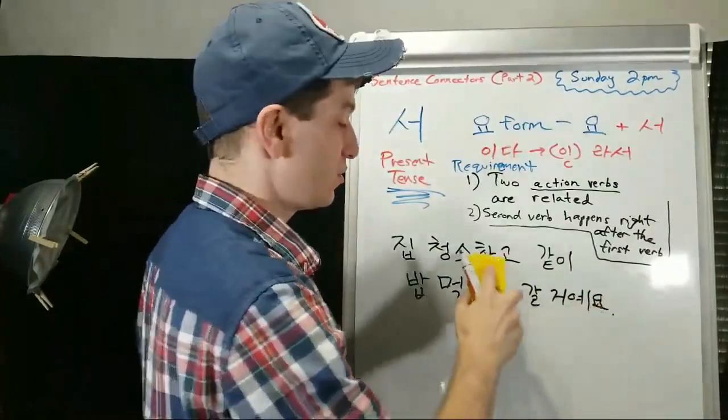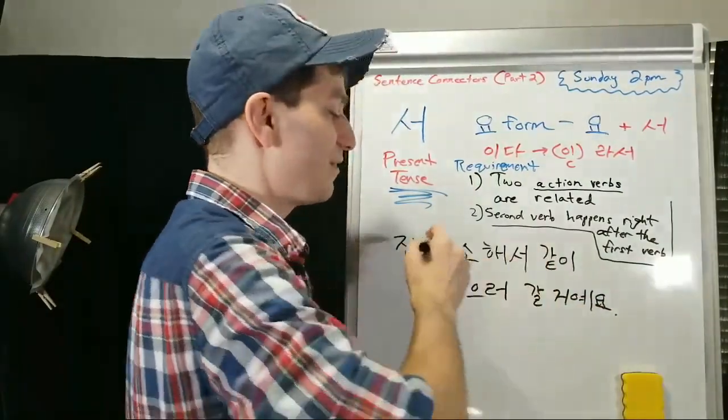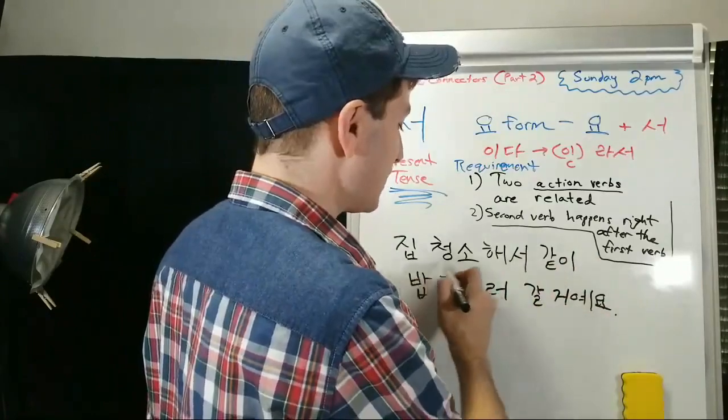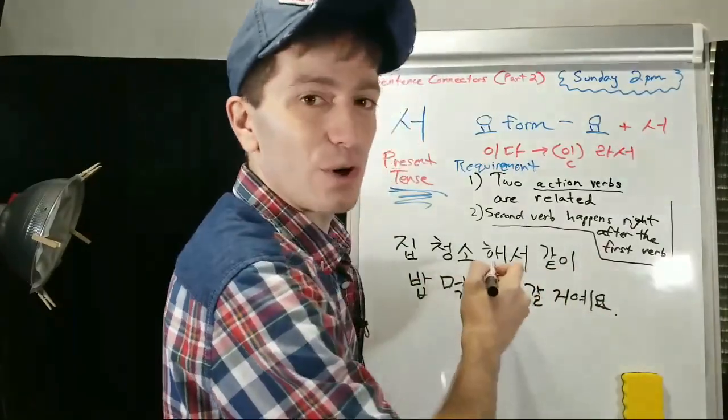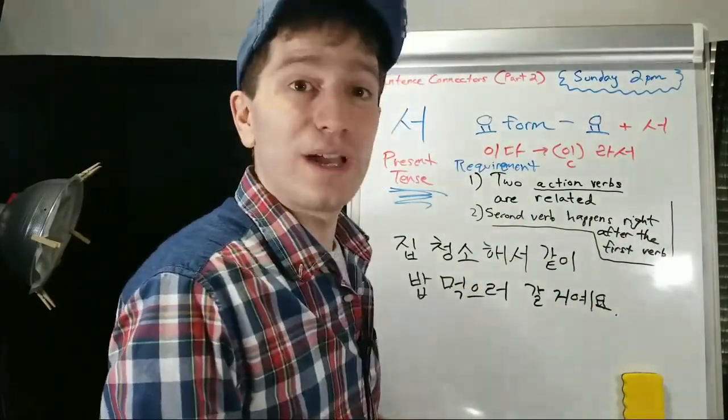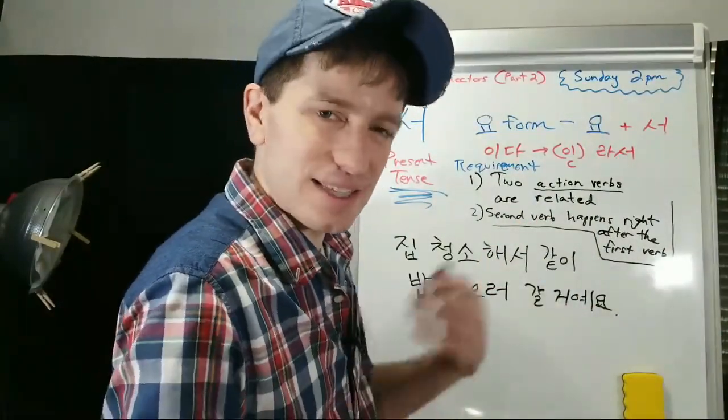We're gonna change this to our 서 form here. So we have 집 청소해서 같이 밥 먹으러 갈 거예요. I'm gonna clean the house and then right after we're all gonna go eat. So in English, we might naturally translate this as we're all going out to eat tonight after I finish cleaning, right? Something kind of like that.